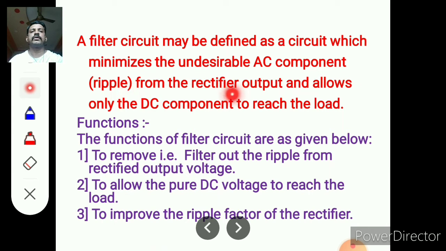It removes ripple from the rectifier output and allows only the DC component to reach the load. Means the AC component will be removed with the help of the filter and only the DC component will reach the load. Functions: the functions of a filter circuit are as below. To remove the ripple from the rectified output voltage. The AC component is known as ripple, and to remove this ripple we use this filter. To allow the pure DC voltage to reach the load. To improve the ripple factor of the rectifier.